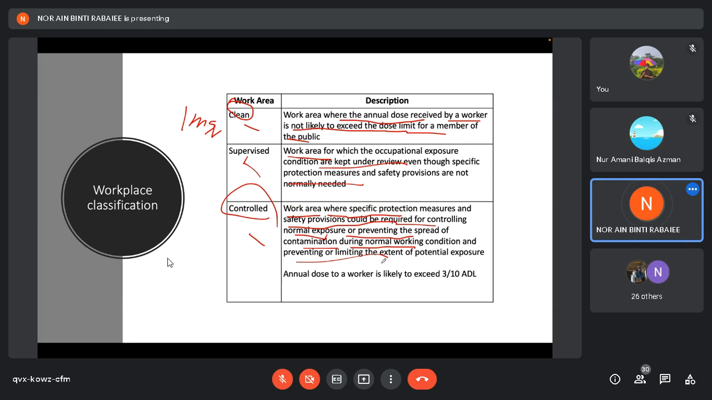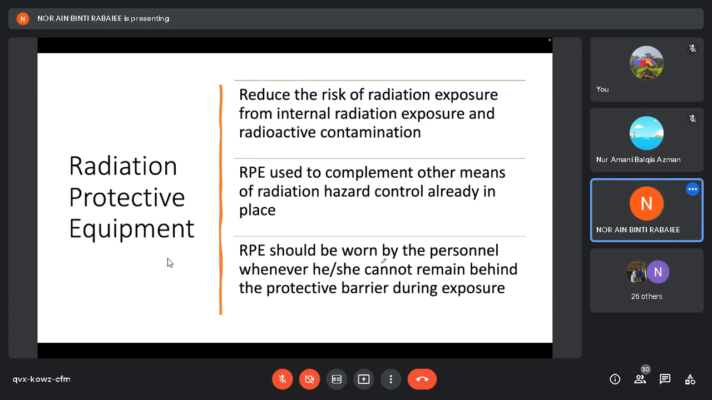For example, in a fluoroscopy procedure, the radiologist needs to stay with the patient during the procedure. For that situation, the fluoroscopy room is considered a control area, and everyone who enters the room during the operation needs to wear radiation protection equipment to avoid any excessive radiation.